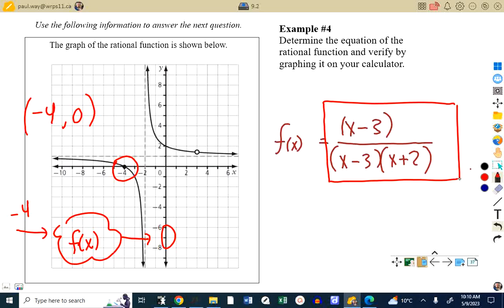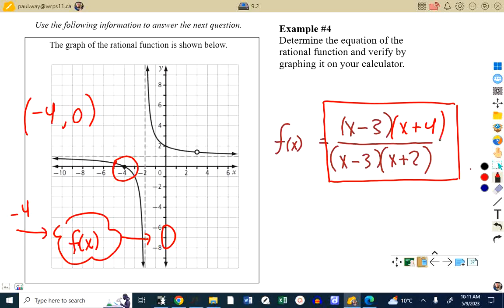I'll start with a simpler question. What's the only way a fraction can ever equal 0? Yeah. If the top of it is 0. Well, how can the top of this be 0 at -4? If we put an x plus 4 on the top.